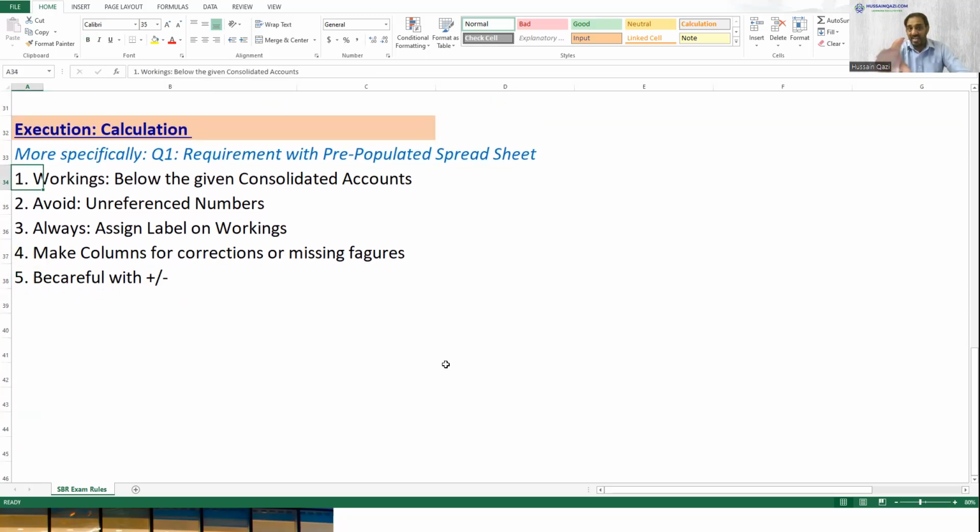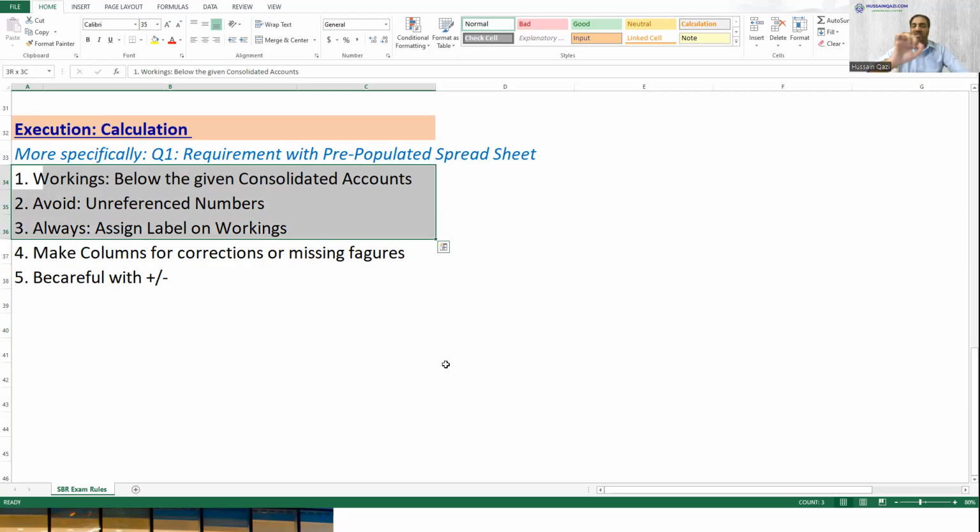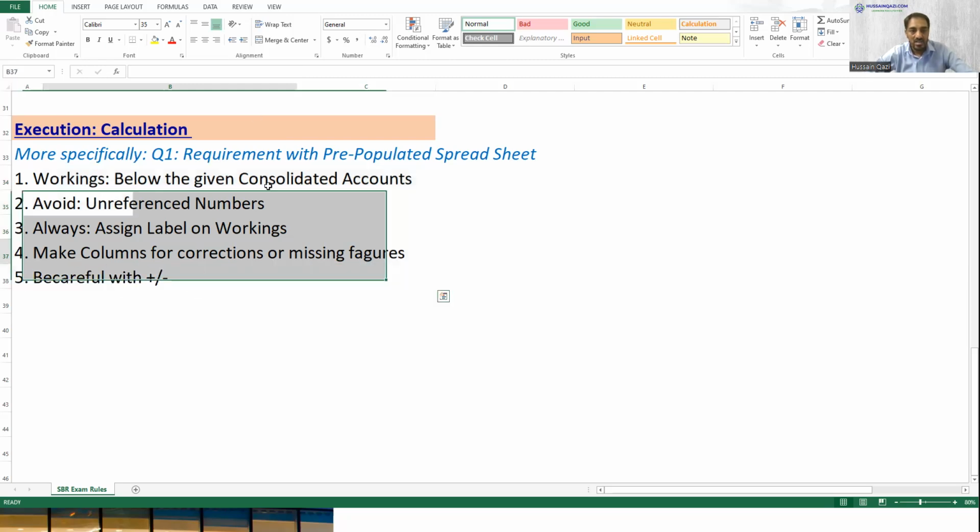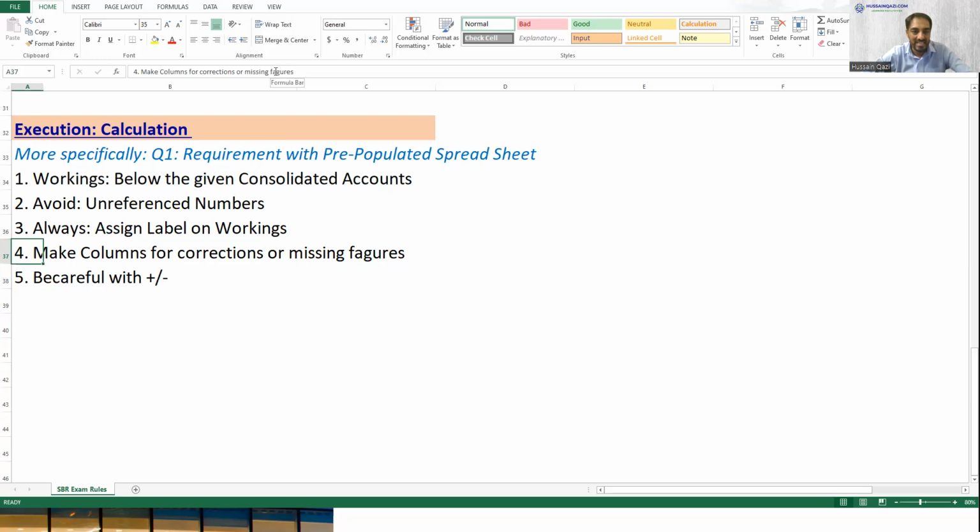About the calculation, execution about the calculation. Number one, specifically for question one, that's about 14 to 16 marks. Working, always show all of your working, labeled working below the consolidated accounts. The examiner will highlight this is the working place below the consolidated accounts. Don't ever leave unreferenced workings. All of your workings must be referenced, labeled. Make columns for the corrections or the missing figures. And be careful about plus and minus. This is all from my side.